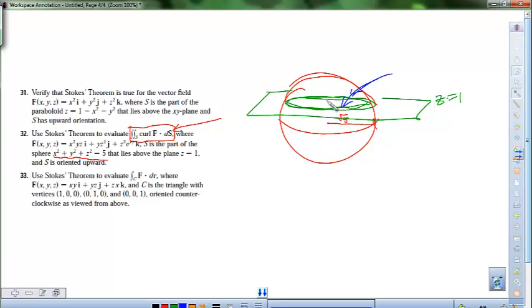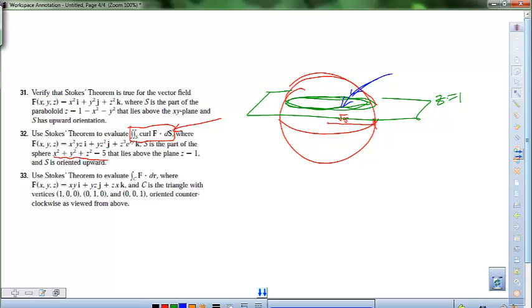And so what you need to do is be able to describe this boundary and know how it looks. For these ones, it says use Stokes theorem. This time they give you the line integral, and so this time you're going to change it into a flux integral.